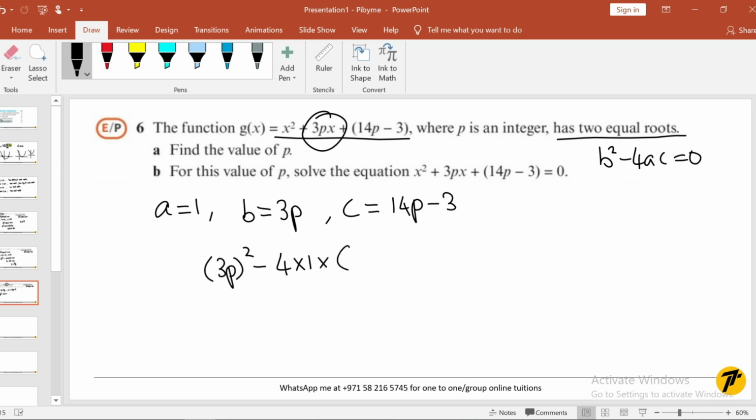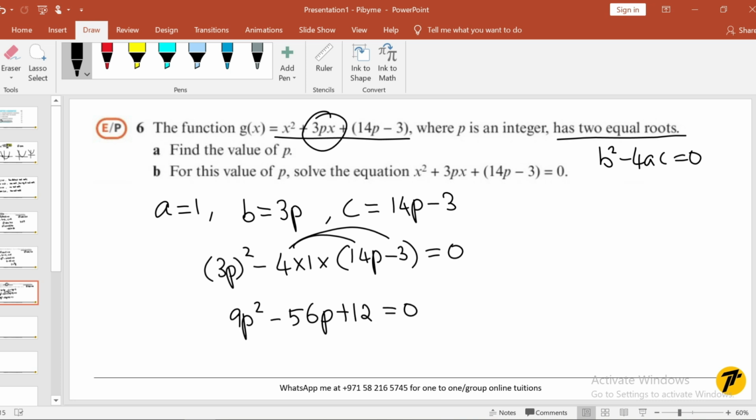Now, sub into the condition b square minus 4ac. There are 2 terms in C, so put it in a bracket, is equal to 0. Open the bracket, you will get 9p square minus, take negative 4 and multiply this, so you will get 56p plus 12 is equal to 0.